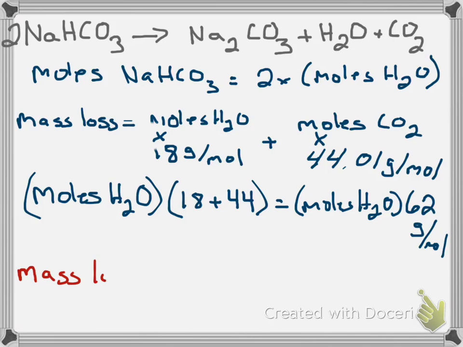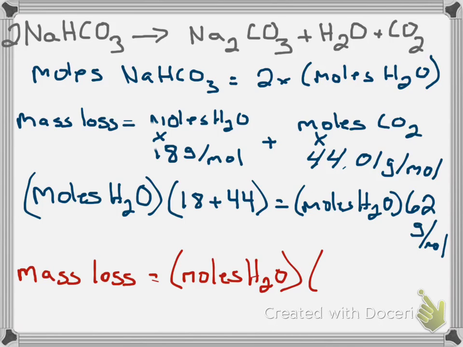the total mass loss in our experiment, is going to reduce down to the number of moles of water times 62 grams per mole. And again, we can combine the molar masses of carbon dioxide and water. It's a G there, sorry guys. We can combine the molar masses of carbon dioxide and water because they're a 1-to-1 mole ratio in this case. Okay?